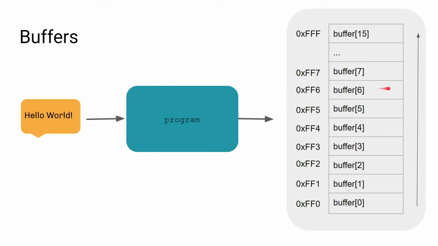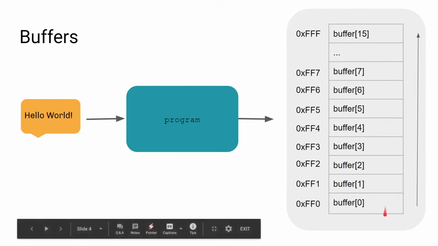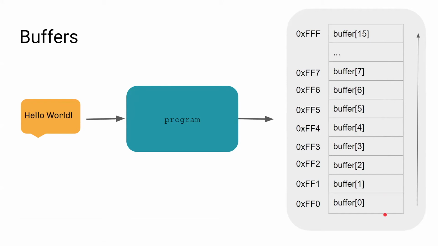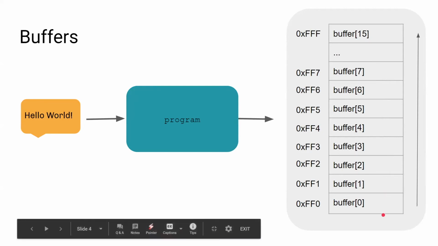So if we are able to go past buffer 15 and then write to addresses above it, we'd essentially be able to disobey the growth of the stack and also write to what was previously on the stack. And that's our goal here with buffer overflow.